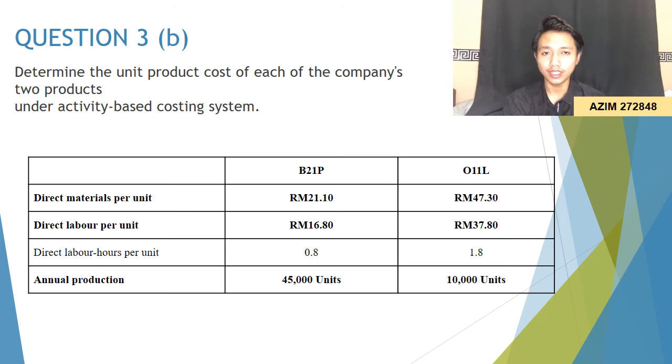So let's move to the next question, which is question 3B. The question is, determine the unit product cost of each of the company's two products under the activity-based costing system. Before this, in question 3A, they used the traditional costing system. As we know, in the traditional costing system, to determine the predetermined overhead rate, POR, they use the plant-wide overhead rate. But in the activity-based costing system, they use the departmental overhead rate. Another difference between the traditional costing system and the activity-based costing system is the manufacturing overhead cost. But the prime cost, which is direct materials and direct labor, is still the same.